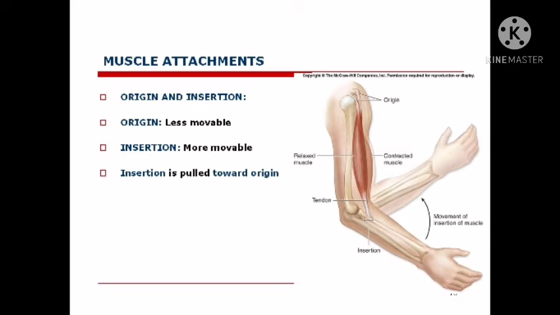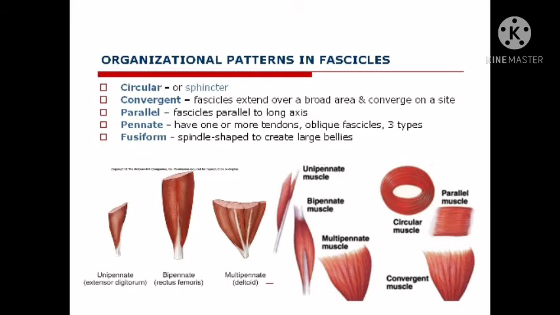The blood vessels extend through both the epimysium and the perimysium and supply the muscle mass. The organizational patterns in fascicles.